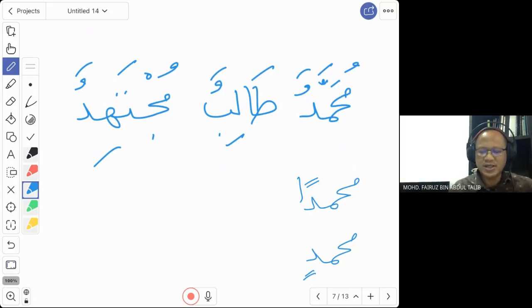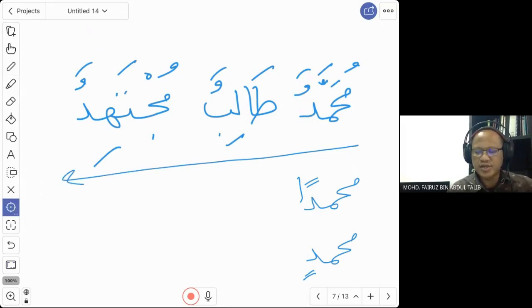Okay. So in a sentence, of course, you have two options. First, you can read with all the symbols, with all the tanween. So you can say Muhammadun talibun mujtahidun. Okay, you can read with all the vowels. Muhammadun talibun mujtahidun. That is one way. The second way, you can skip the sound.